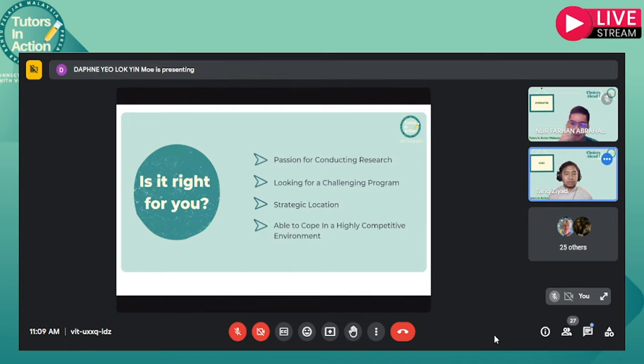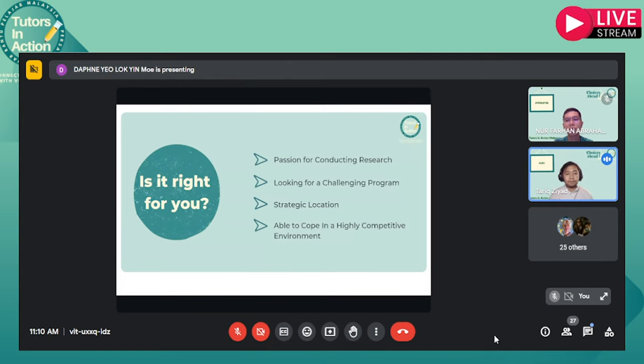So even the requirements for post-SPM is, I think, a minimum of 7 A's for SPM. So outside of the students that you'll be facing in the Pusat Pematerpinta, you'll also be facing the general students that have scored very high on the SPM.